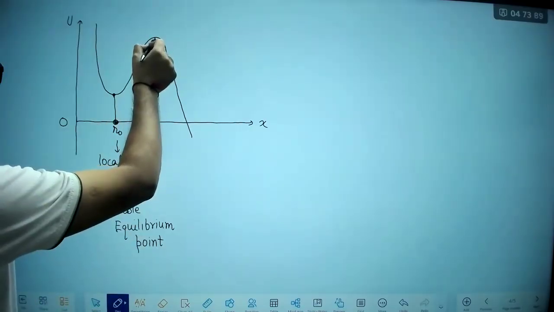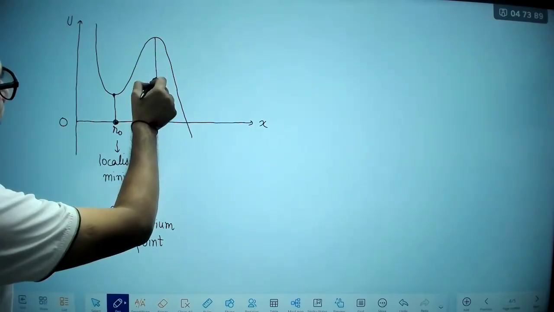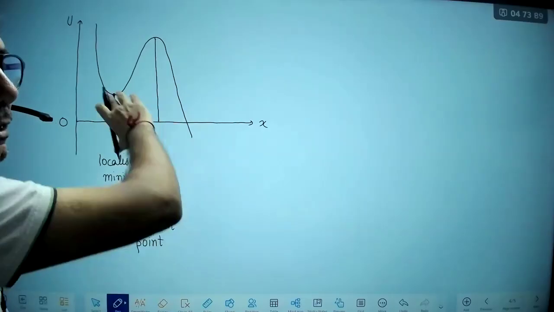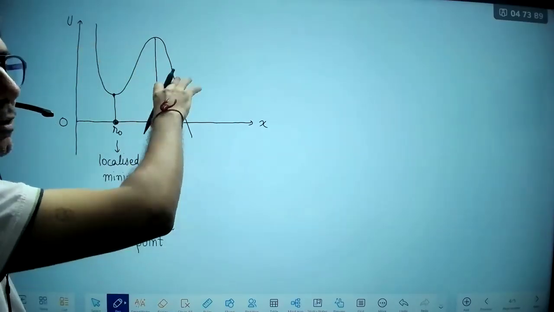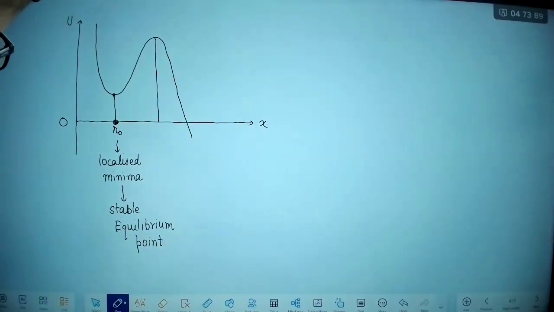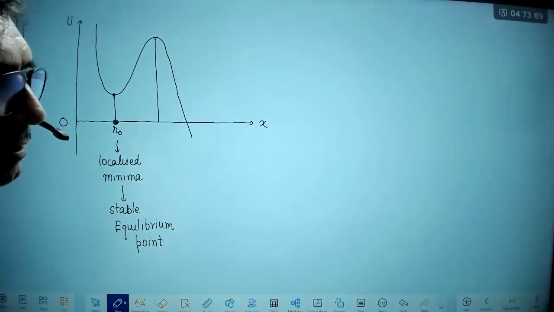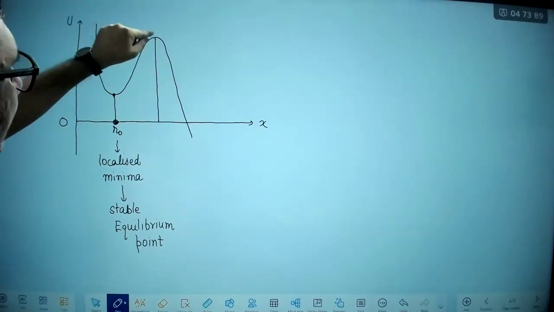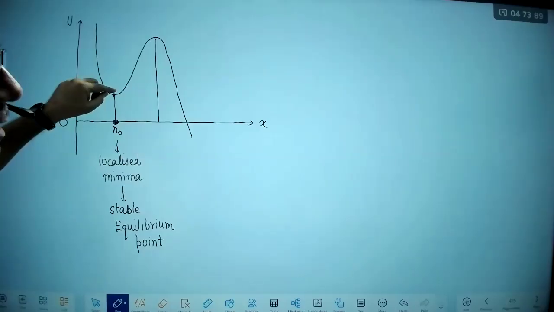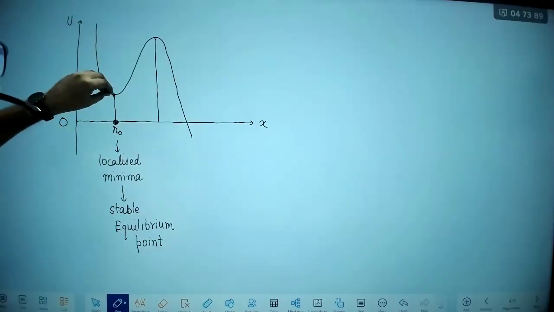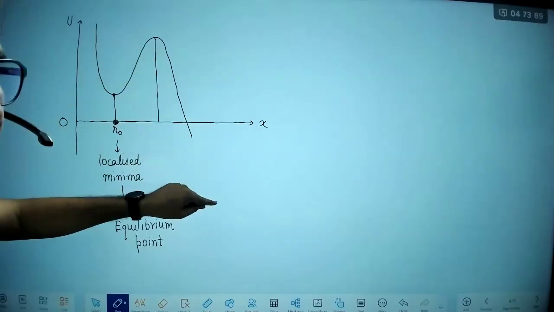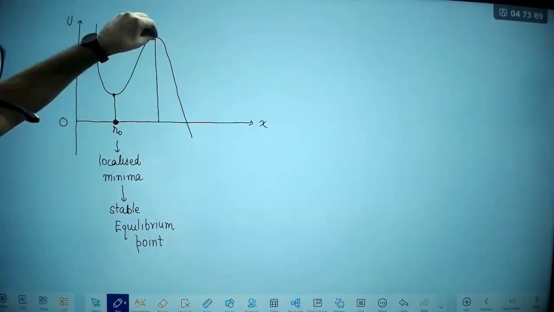The second point is this, that is a localized maxima. I'm not saying the maximum of this curve is at this point. No, this is a localized maximum. The maximum will be somewhere else, since the curve keeps increasing like this. But here you are getting a peak, and this type of peak is called a localized maxima. Similarly, this type of dip is a localized minima. I'm not saying the function is minimum here, only that the localized minima is here. The minimum value of this function will be somewhere else.